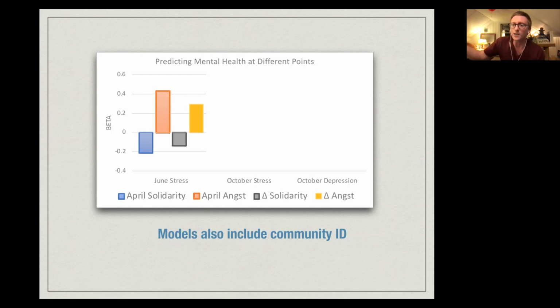And a higher score on the change variable means that variable was maintained more over time. So those people who felt that their communities had maintained solidarity, a fairly high level of solidarity from April to June, felt less stress in June. Those people who thought that angst had been maintained, on the other hand, they'd been worried, and they're still worried, or they're more worried even by June, are feeling even more stress in June.